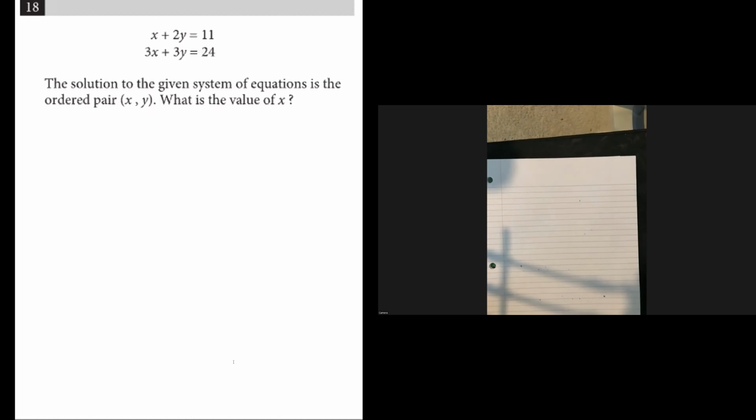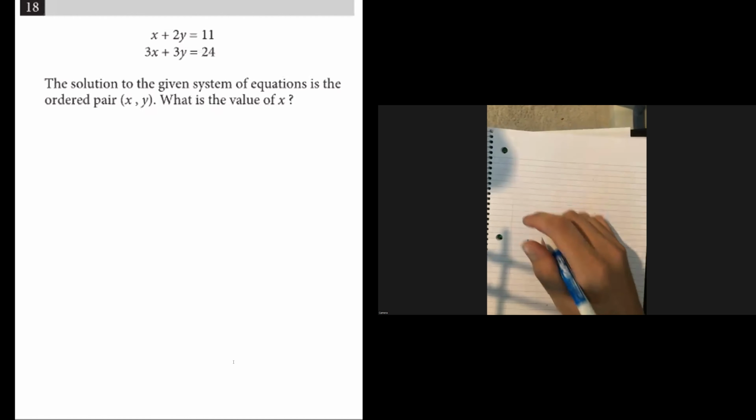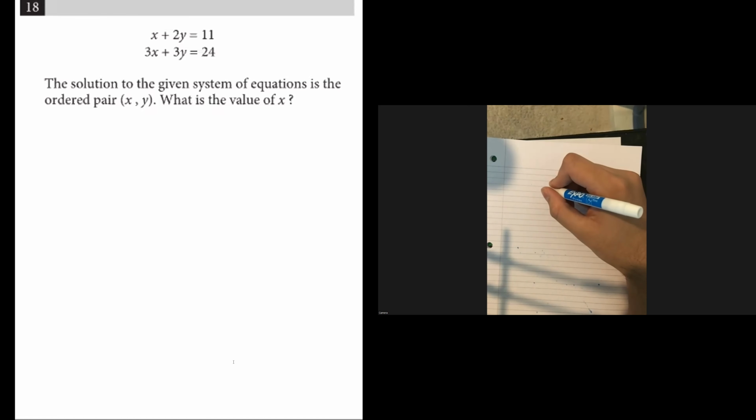Question 18, we're given a system of equations, and it's asking us for the value of x. So we're going to try solving this using the other method. We need to have one of the variables have the same amount. So we take x plus 2y equals 11 and multiply this entire equation by 3.